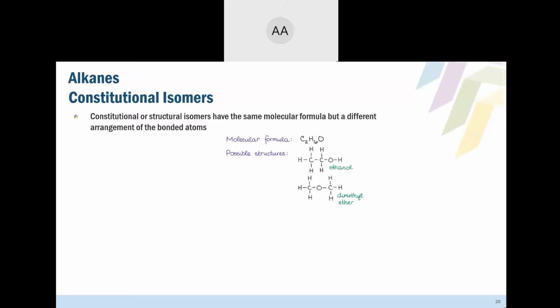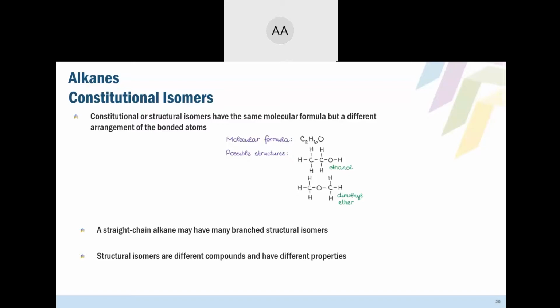A straight chain alkane may have many branch structural isomers, and it's a good practice to go through these with your students at Cycle 3. Structural isomers are different compounds and have different properties. If the isomers contain the same functional groups, however, the properties will be similar, an important point to remember.